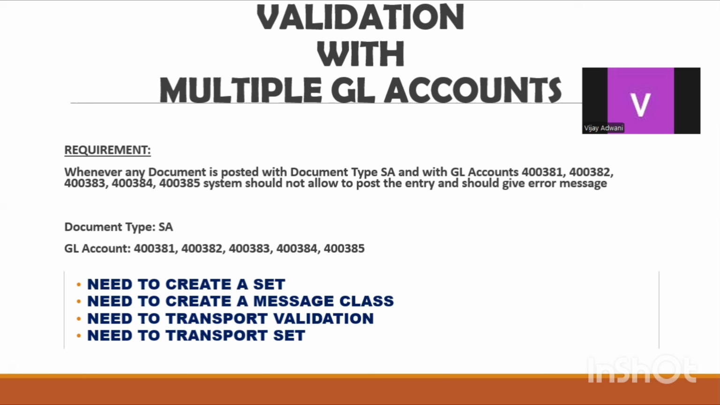The second thing is we are also going to create a message class. Now, what is the message class? As I said, the system should give an error message. The error message can be, do not post to these GL accounts with document type SA, or posting to these GL accounts is not allowed with document type SA. So that is the message. For this message, we need to create it in a message class.